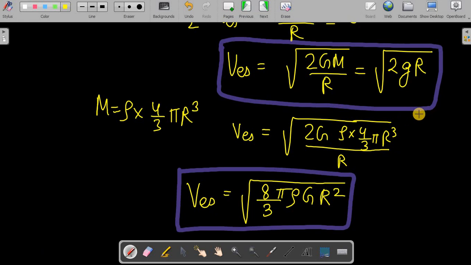It is not only for Earth; it can be for any other planet. To escape an object from that planet, this is the escape velocity. Remember, the final total energy is 0. That's why we are getting this equation, right?